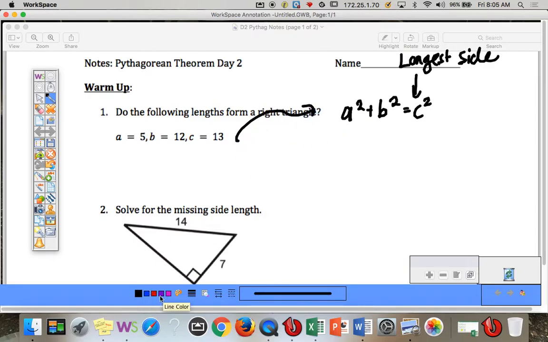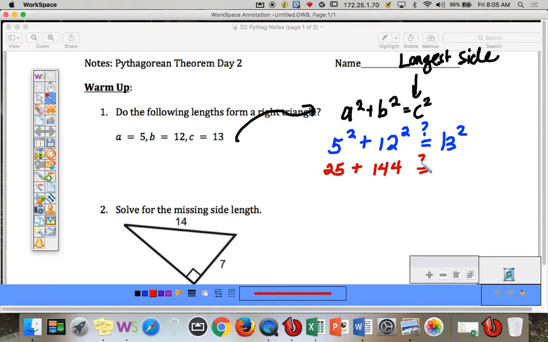Do these numbers work? And if they do, it's a right triangle. So we have 5 squared plus 12 squared. Does that equal 13 squared? So I know that 5 squared is 25, 12 squared is 144. We want to check, does that equal 13 squared? 13 times 13 is 169.